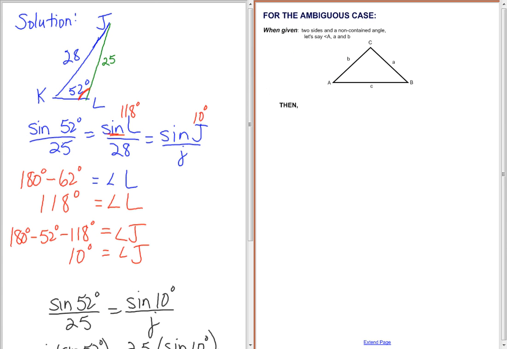Let's summarize on a slide the ambiguous case. When given two sides and a non-contained angle, that means the angle that's not between them. We'll say angle A, little side A, and little side B. If I were given those two sides and angle A is not between sides A and B, we might have the ambiguous case. Then, if little side A is equal to B times sine big A, then we have a right angle triangle and we have one solution.